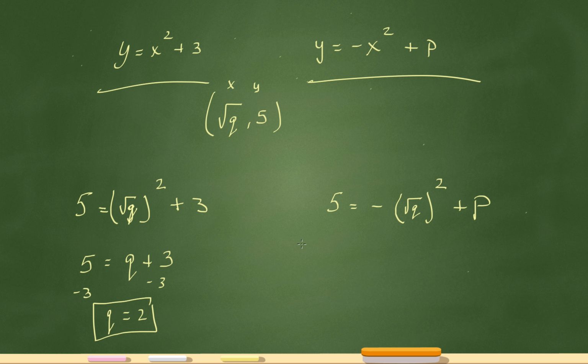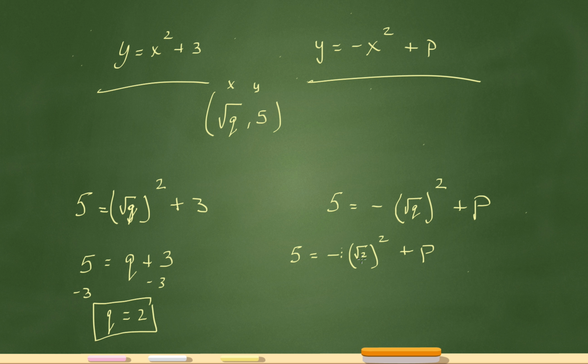So moving over here, let's rewrite this. It'll be 5 equals negative square root of 2 squared plus p. I see a lot of the time students get confused right over here. Think about PEMDAS. PEMDAS is saying you have to do your exponents first. And this is really multiplication. Negative, there's an imaginary 1 here. So it's negative 1 times this number.